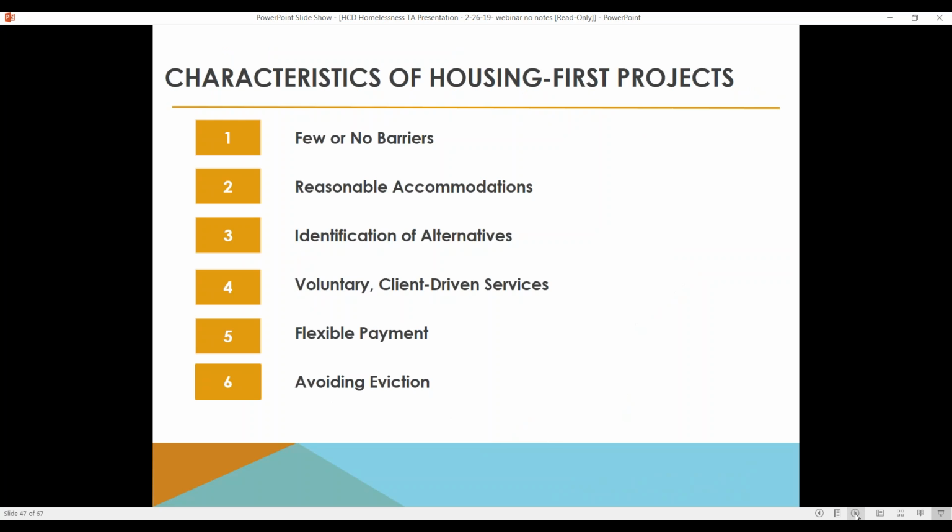I think most providers in California are familiar with some of the characteristics of Housing First. Few or no barriers. That means accepting people regardless of their sobriety, for example, or regardless of how well they are working through their case management or other interventions. Reasonable accommodations, identification of alternatives, meaning helping the client decide and focus on what their housing alternatives are and making those work for that person. Services are voluntary. And also examining your system to make sure that you are putting in the appropriate supports in terms of flexible payments, helping people avoid eviction, working with their strengths as well as their weaknesses.